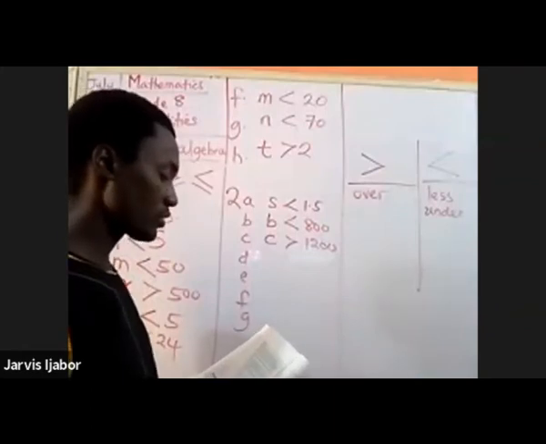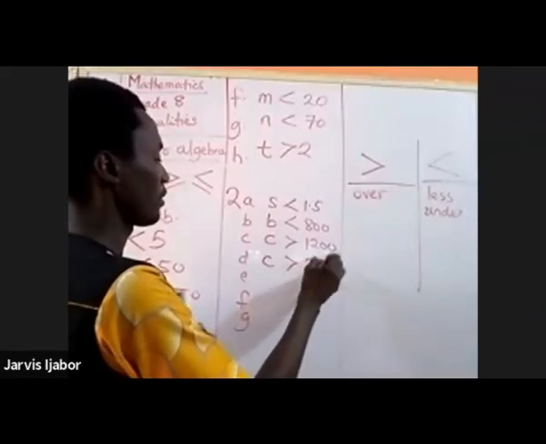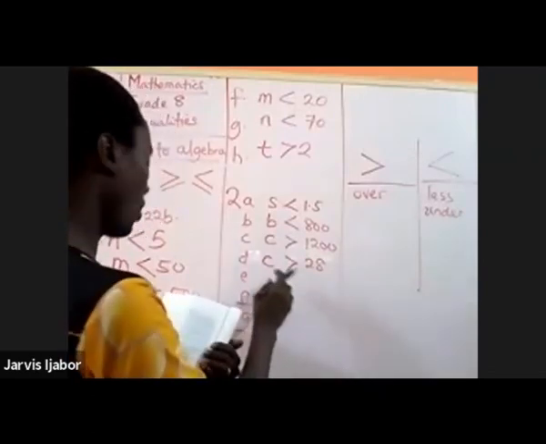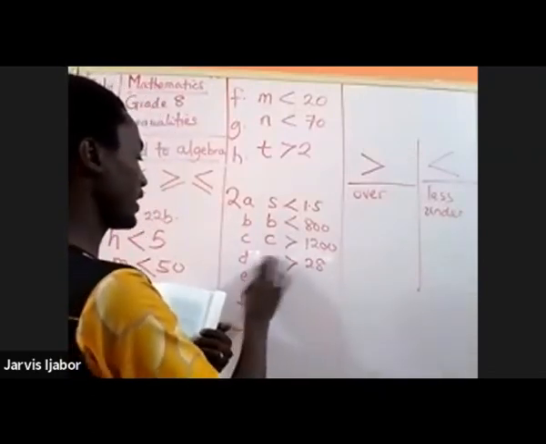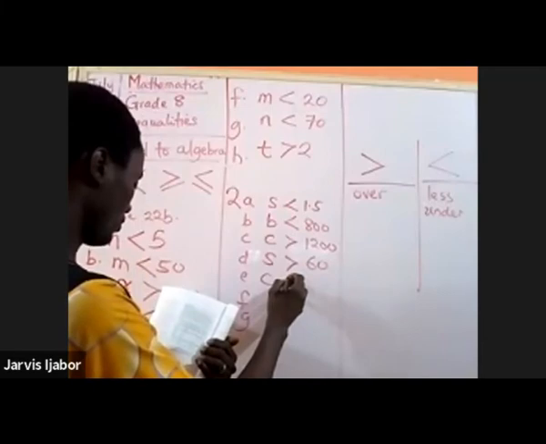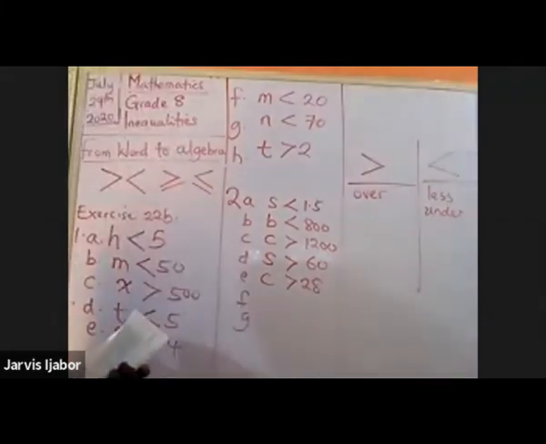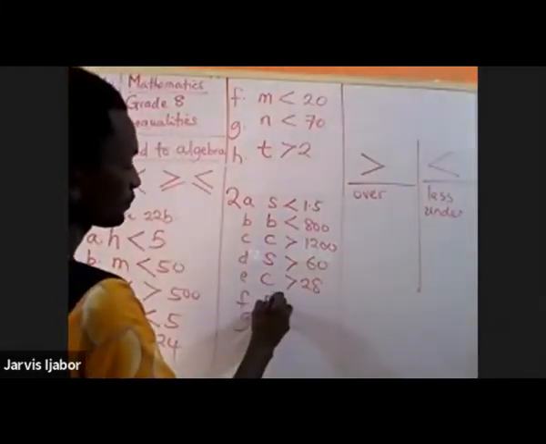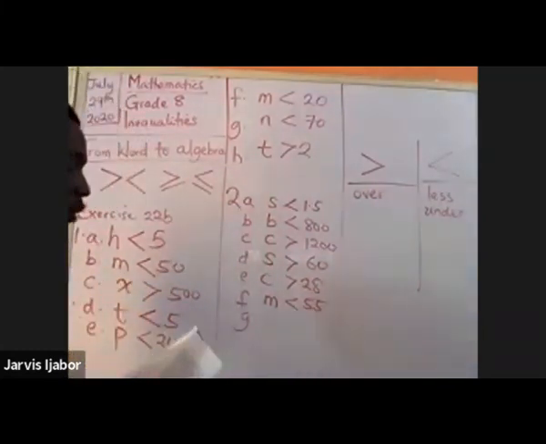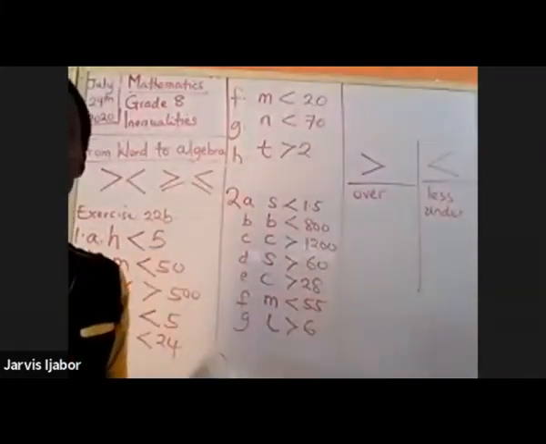The car used more than 28 liters. Or rather, the student scored above 60%. Student S scored above 60%. Car used more than, greater than. F, the mass was less than 55. And the light was on for over 6 hours. Now you can use any letter because they've told us to use any letter.